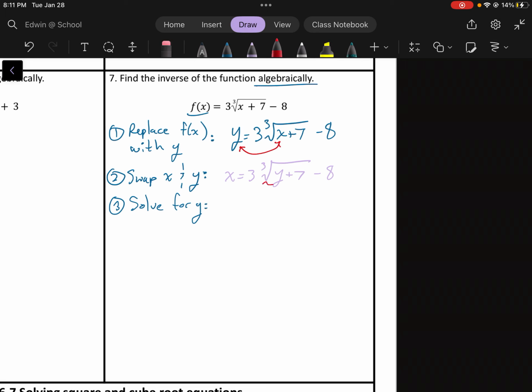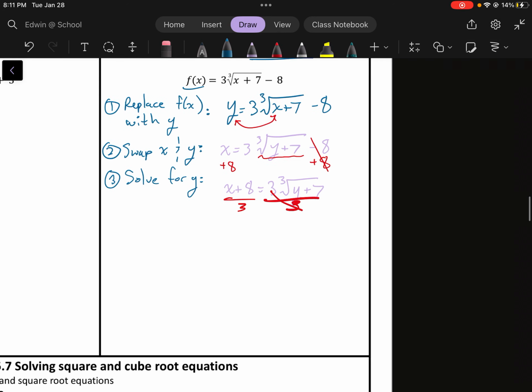The way that we solve for y is we want this thing by itself. So we're going to have to add 8 to both sides so that we cancel out that negative 8 on that side. x plus 8 is equal to 3 cube root of y plus 7. Next step, we want to divide by 3 to cancel out that other 3. And we're going to end up with x plus 8 divided by 3, which is equal to the cube root of y plus 7. So now we want to get rid of that cube root.